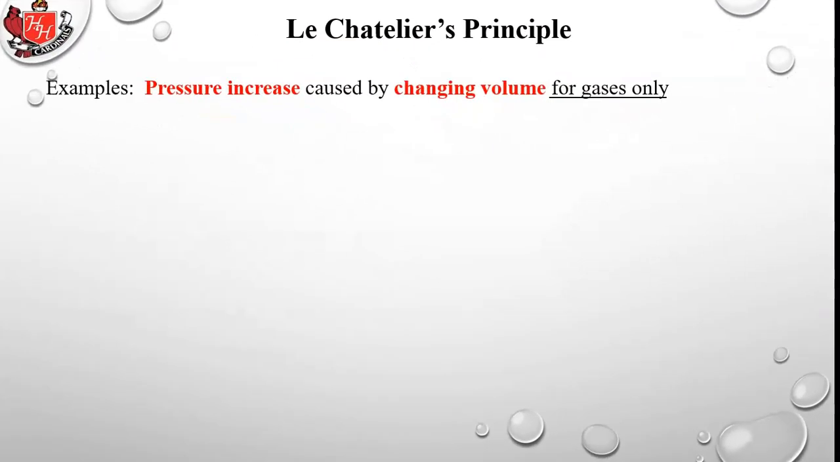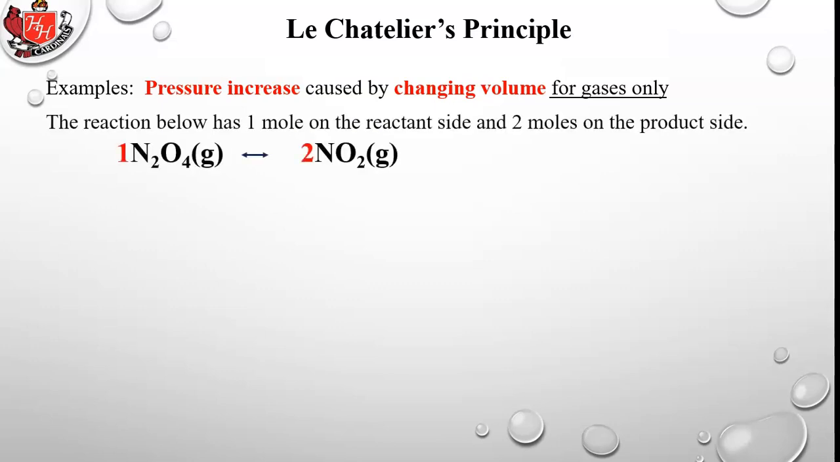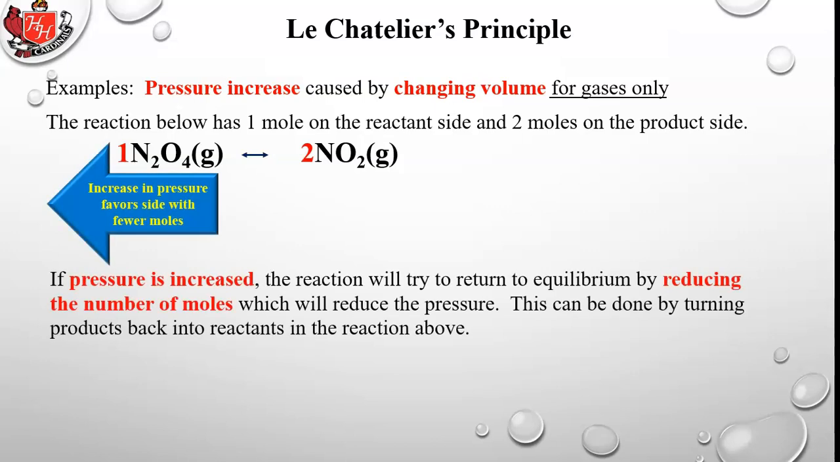Okay, now we're going to take the example of pressure increases by changing the volume. Now this would apply to gases only, not molar solutions. So let's take this reaction. We have 1 mole of N2O4 and it's going to decompose into 2 moles of NO2. So the reaction below has 1 mole on the reactant side and 2 moles on the product side.